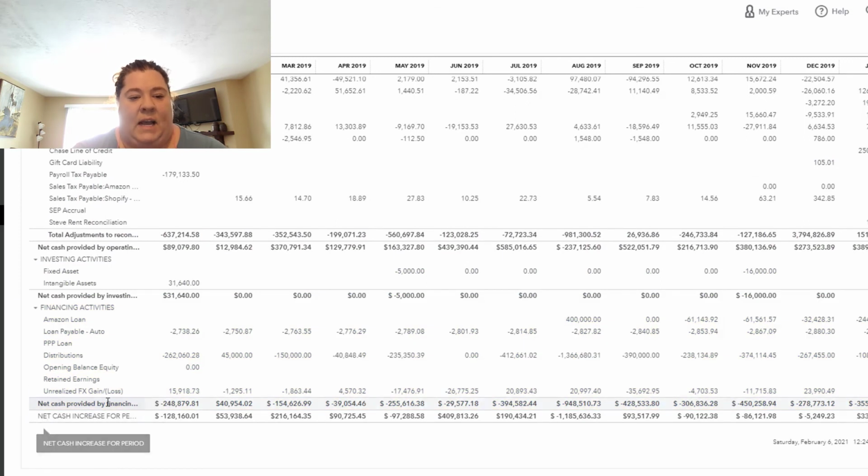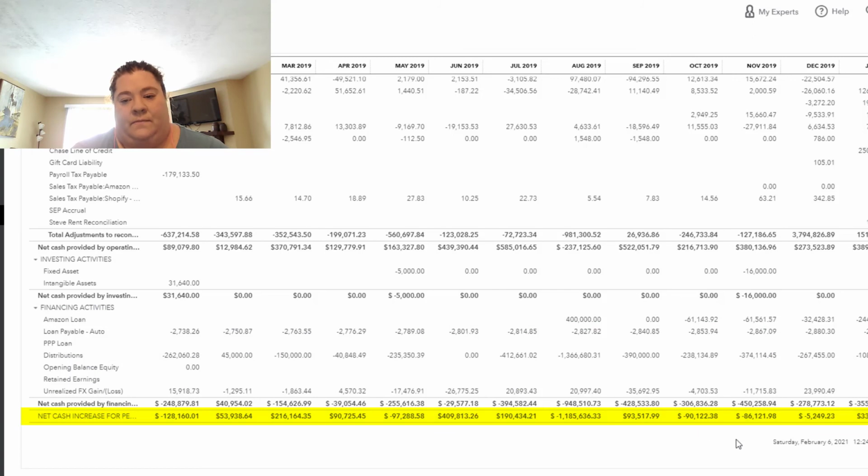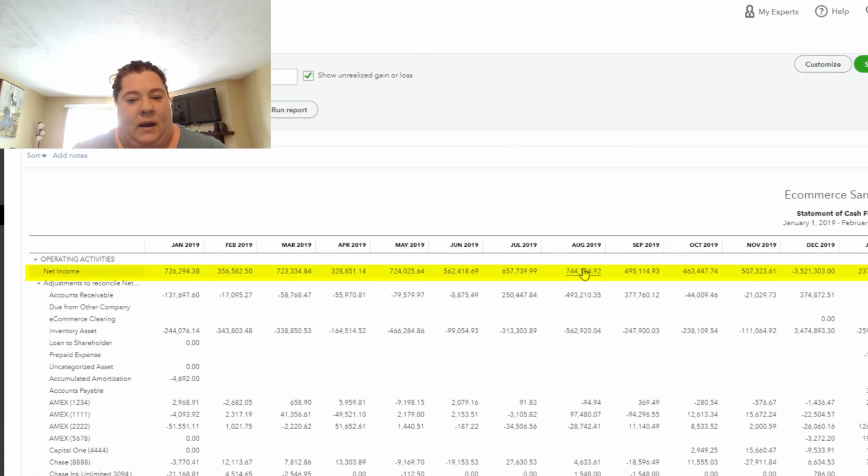And down here, we see net cash provided by each one of these, and then the net increase or decrease in cash overall. And so I can see why my net income number is not equaling my cash number, and I can dive in and understand.